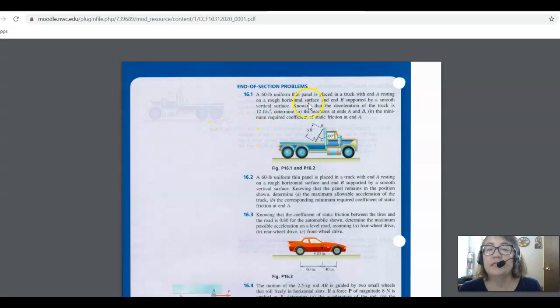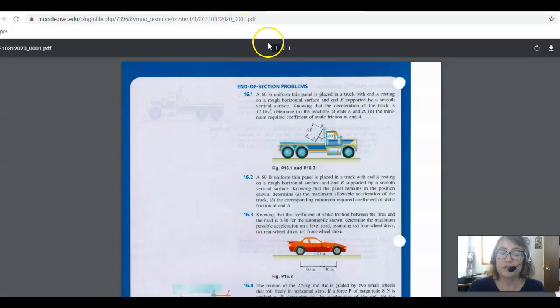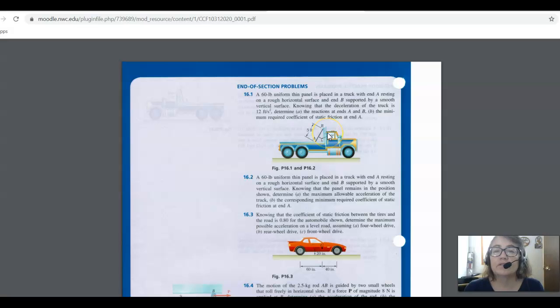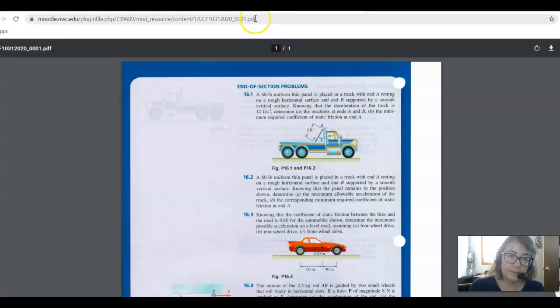All right, now the first thing is, it says it's a rough horizontal surface. That means that here at A, we have a frictional force. B is supported by a smooth vertical surface. B is therefore not subjected to friction, and all of the force is just going to be the normal force between this vertical surface and the panel. So here at A, we're going to have a frictional force and a normal force. Here at B, we're just going to have a normal force.